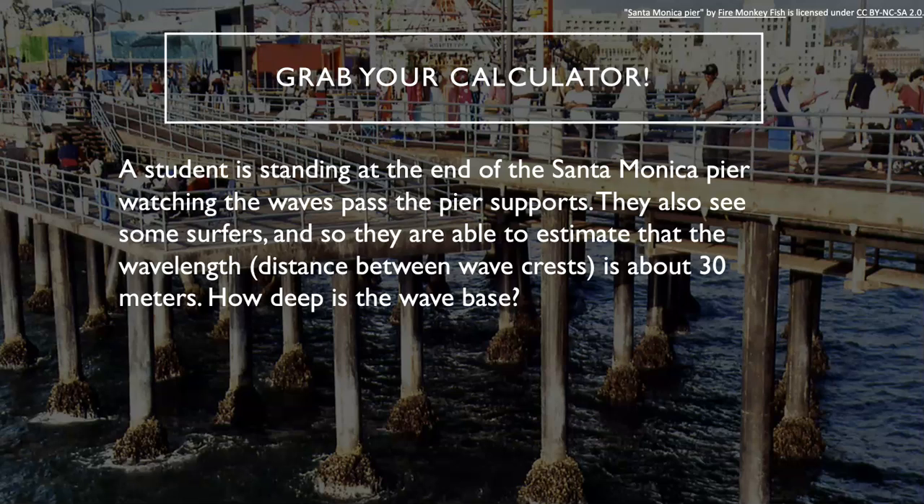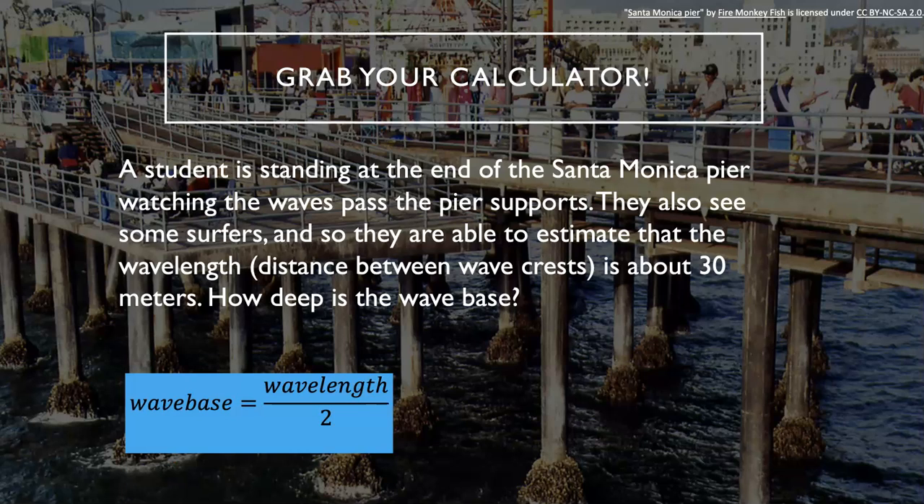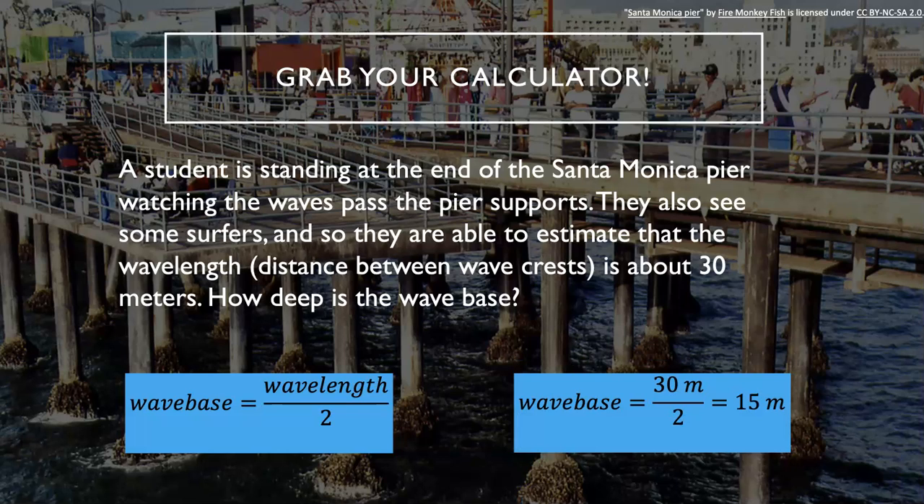So my question to you is, if the wavelength is 30 meters, how deep is the wave base? How deep would you have to go till you no longer feel the motion at all associated with the waves? The equation, again, is the wave base is half of the wavelength. So the wavelength is 30 meters. The wave base would be 15 meters. So you would have to dive 15 meters below the surface not to feel any effect of the waves.